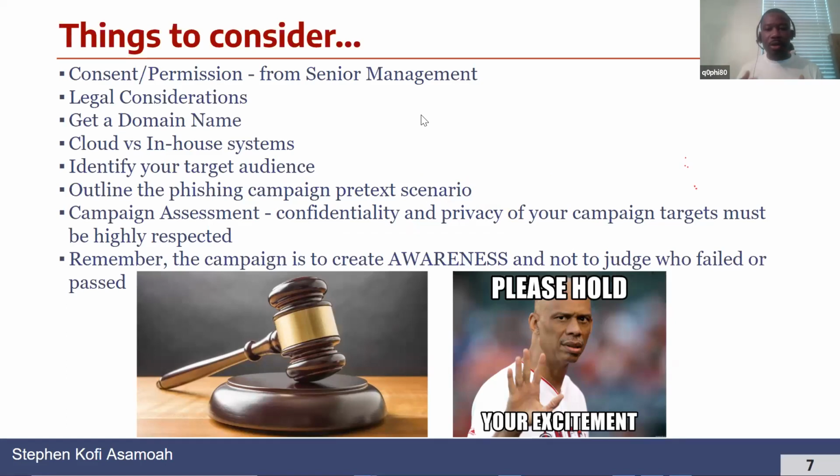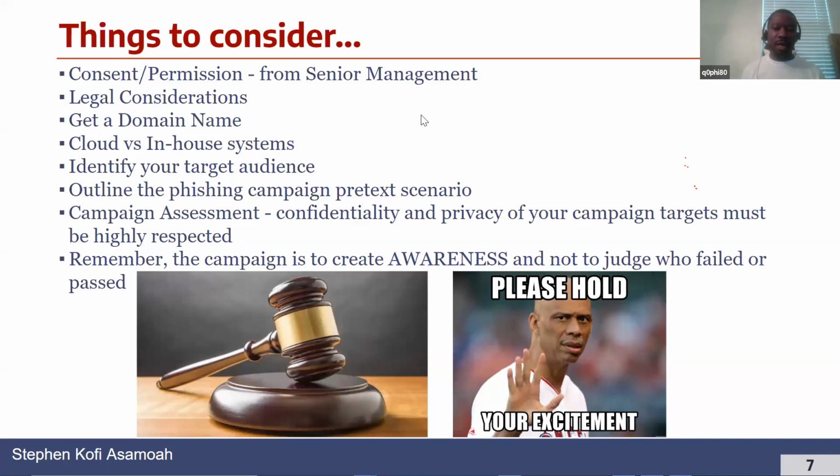Before we go into the technical aspect of it, there are things you need to put into consideration. One of them is that you need permission. You need to sit down with the leadership of the organization, discuss these options, and tell them, listen, we run on a small budget, we want to run our phishing campaign as part of our awareness program, and then discuss with senior management and look at the ins and outs of it, right? So you need permission.